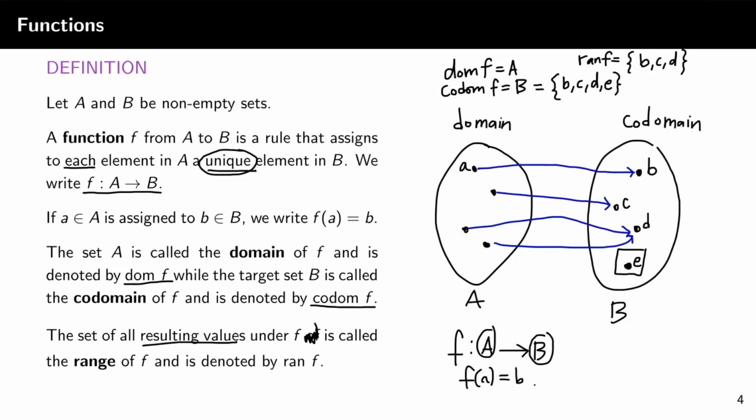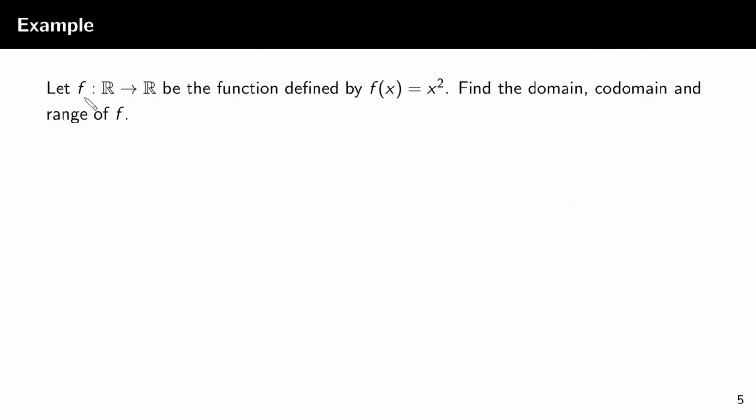So let's look at an example. Okay. So let f be the function from the set of real numbers to the set of real numbers. So it's defined by f of x is equal to x squared. So find the domain, codomain, and the range of f. Okay. So from the definition, the domain and codomains are already given. Ito yung domain, ito yung codomain. So the domain of f is the set of real numbers, and the codomain is also the set of real numbers. Okay.